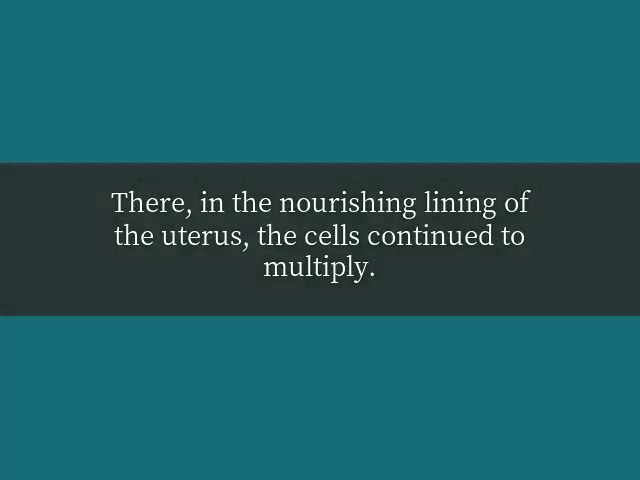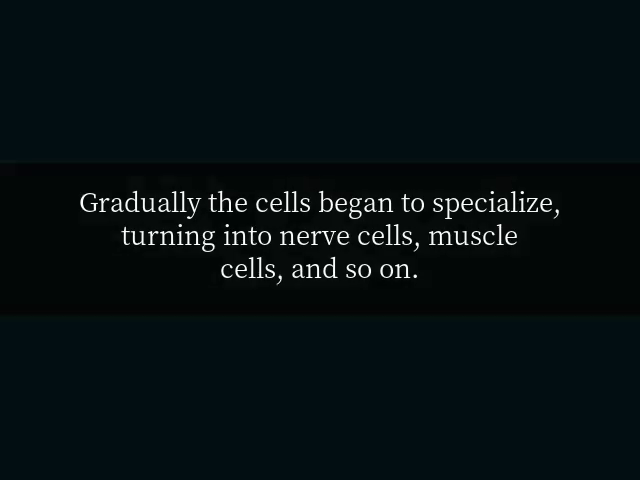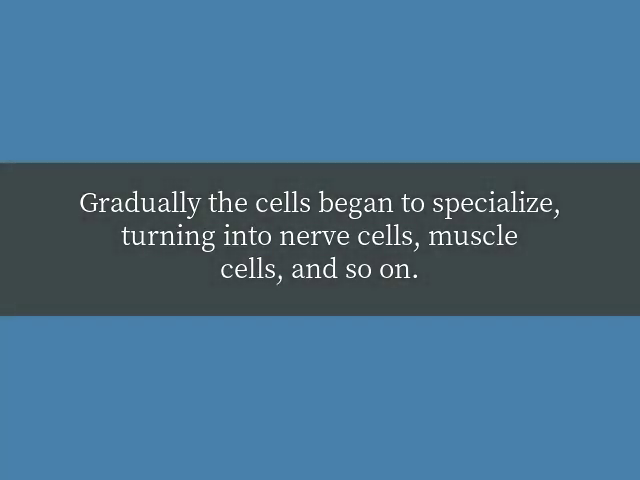There, in the nourishing lining of the uterus, the cells continued to multiply. Gradually the cells began to specialize, turning into nerve cells, muscle cells, and so on. A tiny baby began to take shape.